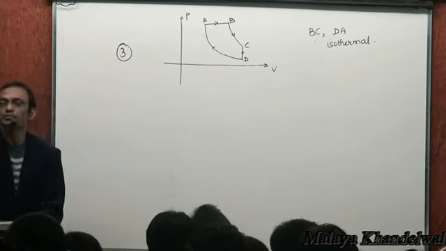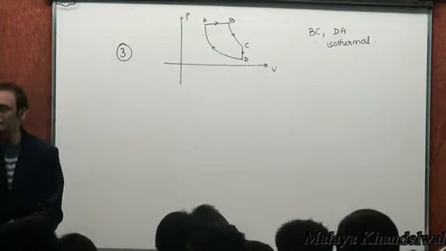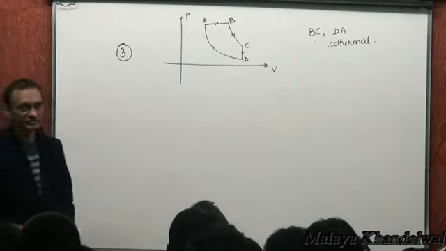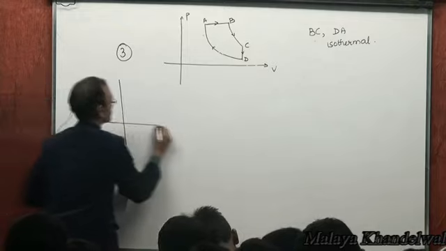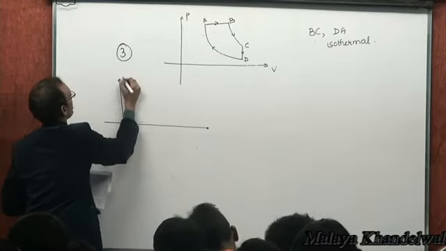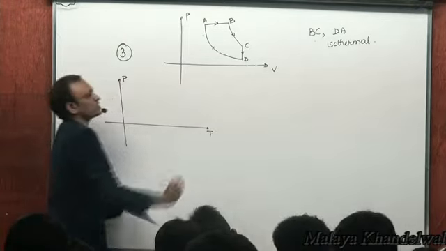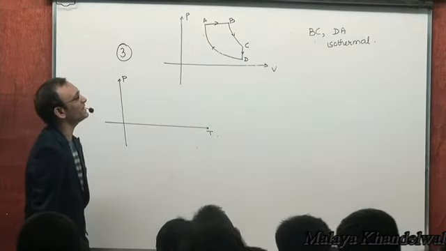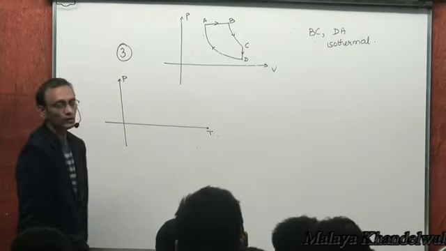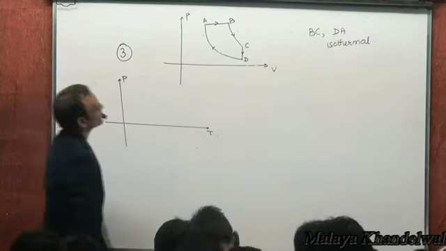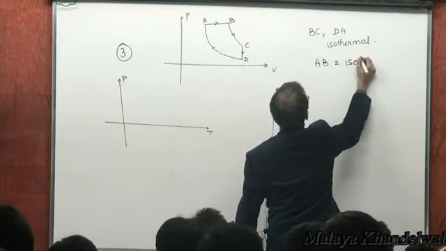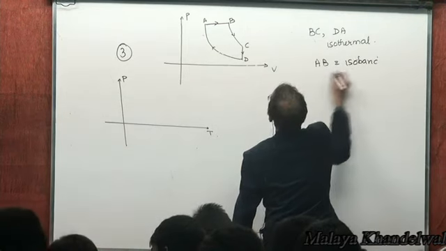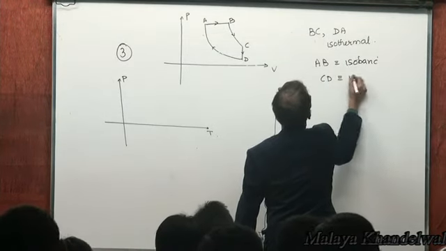Let's draw the pressure temperature graph for this. Option A, let's see the pressure temperature graph, and check if option A is right or not. Pressure temperature graph for ABCDA, where BC and DA are isothermal. What is AB? AB is isobaric. What is CD? Isochoric.